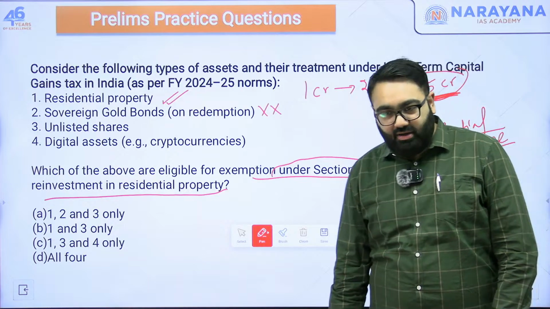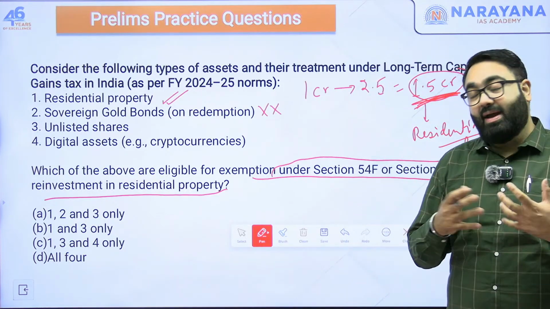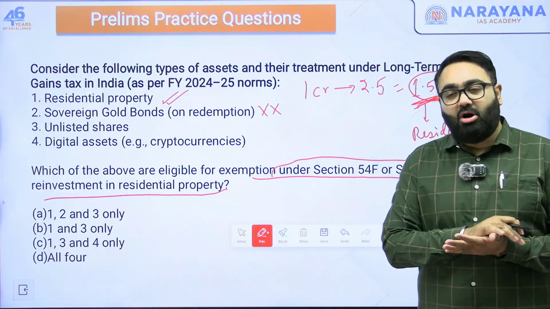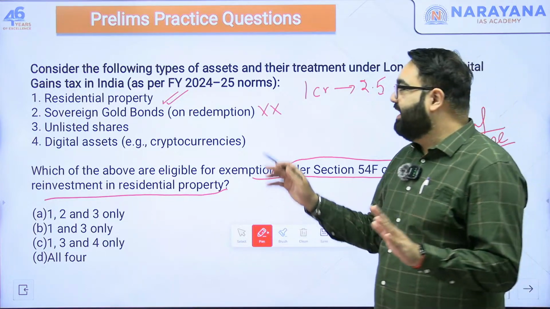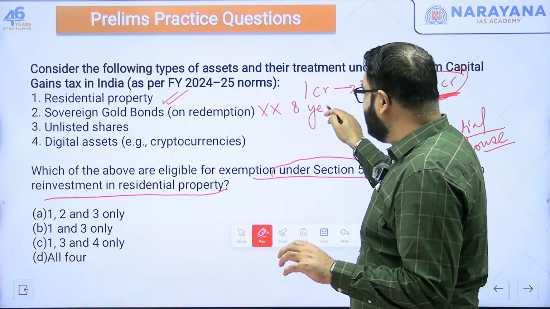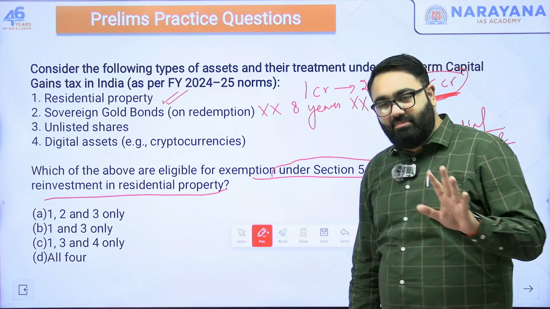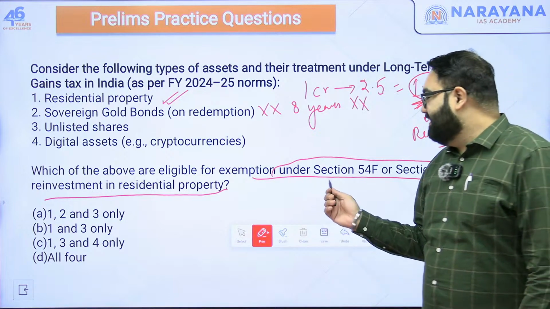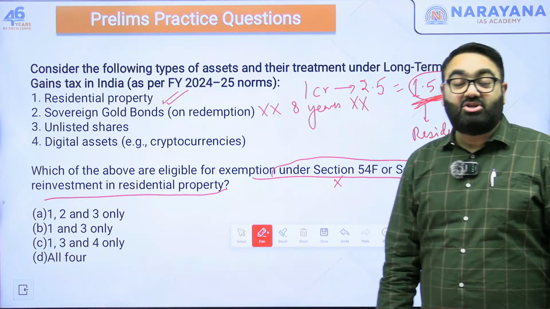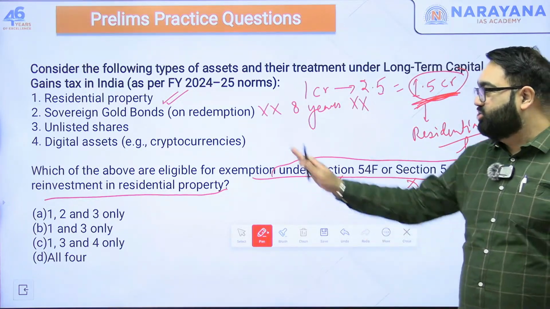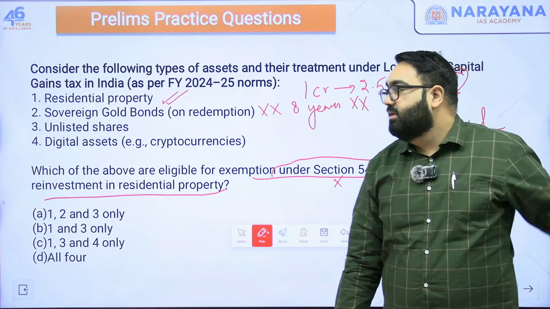Sovereign gold bond, the government scheme under which you can buy the bonds rather than buying gold. The sovereign gold bonds are anyways tax exempt. If you sell them after 8 years, they are anyways tax exempt. They don't come under long-term capital gain. So they are exempted anyways from taxes, but they are not under this section. So it's not a part of this answer, because the question is which of these are exempted under these two sections. So sovereign gold bonds are not under these two sections. They are exempted anyways separately.